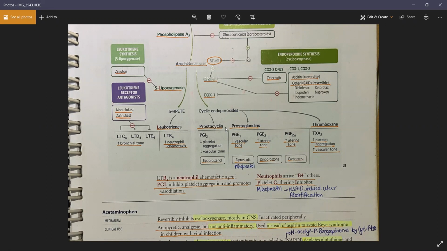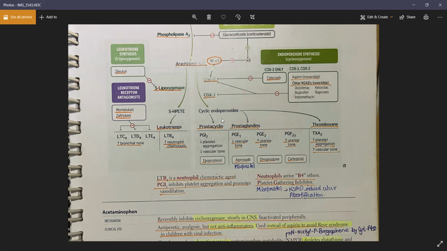Okay, of the prostacyclins, you have prostacyclin I2, and its function is to decrease platelet aggregation and to decrease vascular tone, which means it will decrease the formation of clot and thrombus, right? The function of prostacyclin is to decrease the formation of clot and to decrease the formation of thrombus, right?